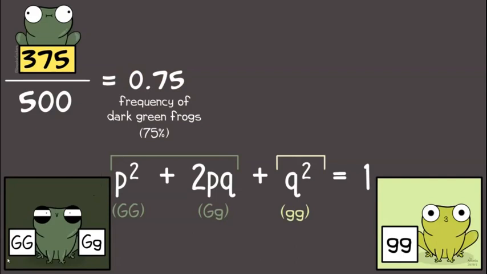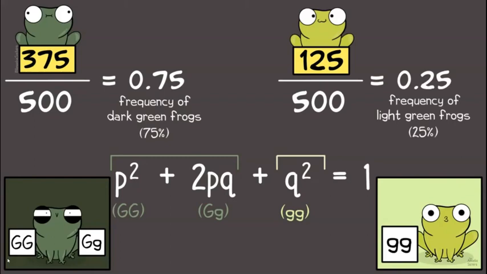The recessive genotype, resulting in a light green trait, is safe to use though, because I know that light green frogs are the genotype little g, big g. They can't be anything else. So 125 frogs out of 500 frogs equals 0.25. That means, from the equation, the value q squared equals 0.25.